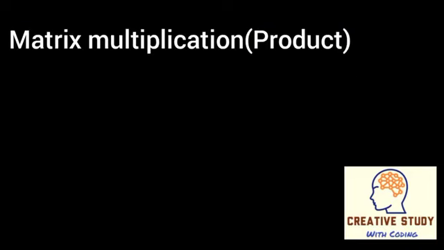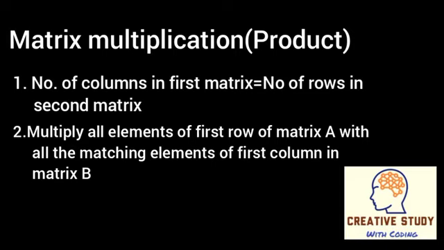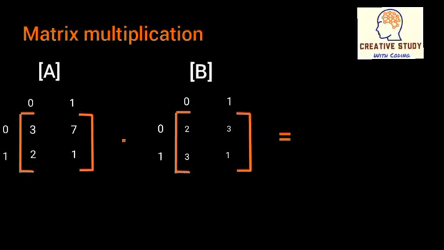So to find the product of matrices, first of all you have to check that the number of columns in the first matrix is equal to the number of rows in the second matrix. Then multiply all elements of the first row of matrix A with all the matching elements of the first column in matrix B, and finally sum them up. Let's understand it in this example.